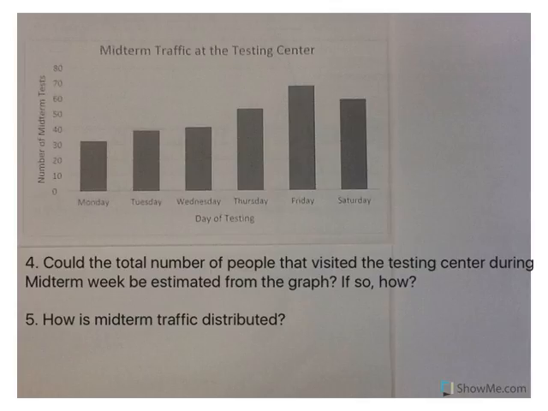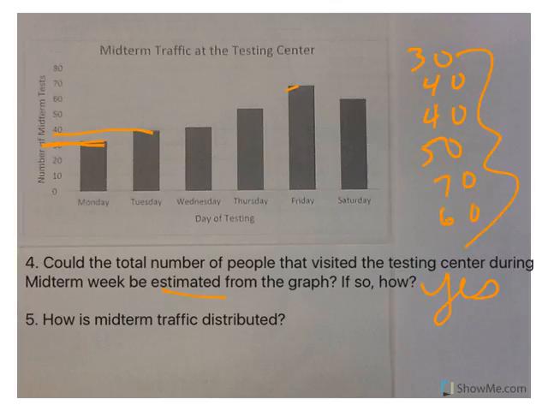When looking at this, could the total number of people that visited the testing center during midterm week be estimated? And if so, how? The key word here is estimated, and therefore the answer is yes. On Monday there were about 30, on Tuesday about 40, on Wednesday about 40, about 50 on Thursday, and about 70 on Friday, and maybe 60 on Thursday. That's an estimate. We could add those together to get an estimate of how many people.